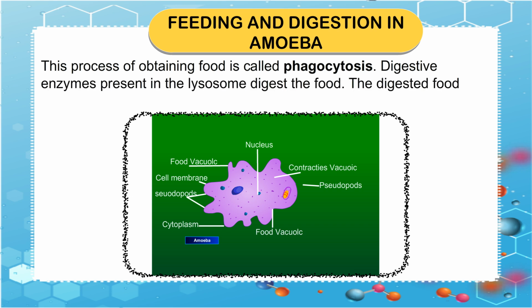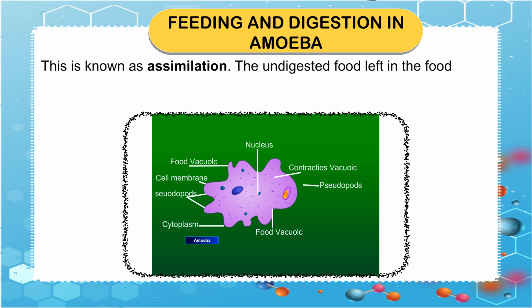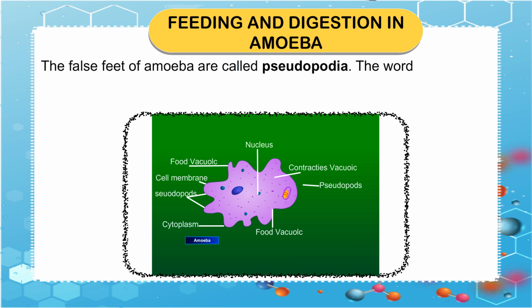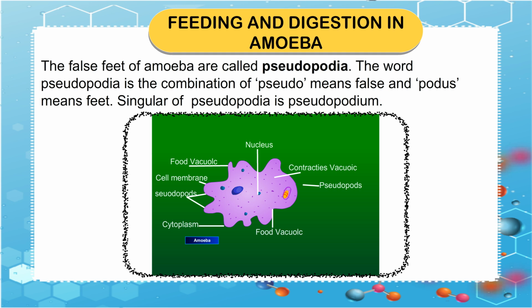Digestive enzymes present in the lysosome digest the food. The digested food diffuses into the cytoplasm and is utilized by the cell. This is known as assimilation. The undigested food left in the food vacuole is thrown out of the body. This is known as egestion. The false feet of amoeba are called pseudopodia. The word pseudopodia is a combination of pseudo meaning false and podus meaning feet. Singular of pseudopodia is pseudopodium.